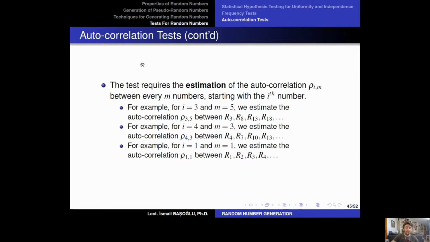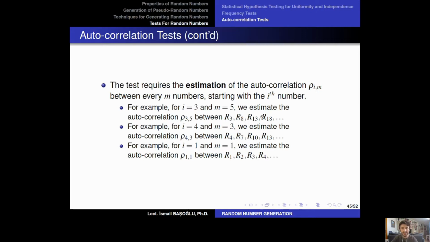Now, one basic approach is to estimate rho_im, the autocorrelation rho_im. So what is rho_im? It is the autocorrelation of every mth number starting with the ith number. Assuming we have a very long sequence of random numbers, let's say I am starting from the third index of my sequence and stepping forward 5 steps ahead. So m is 5. Starting from the third index, at every fifth random number, I create a subsequence of R3, R8, R13, R18, and so on.